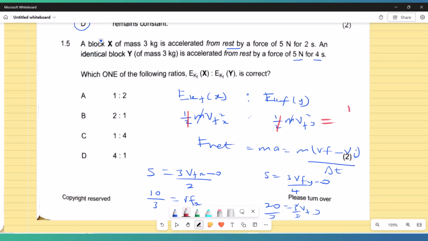Okay, that is 10 over 3. Don't forget it's squared. Okay, what about for y? It is 20 over 3. Okay, 20 over 3 also squared. So what is 10 squared? 10 squared is 100. What about 3 squared? That's going to be 9.